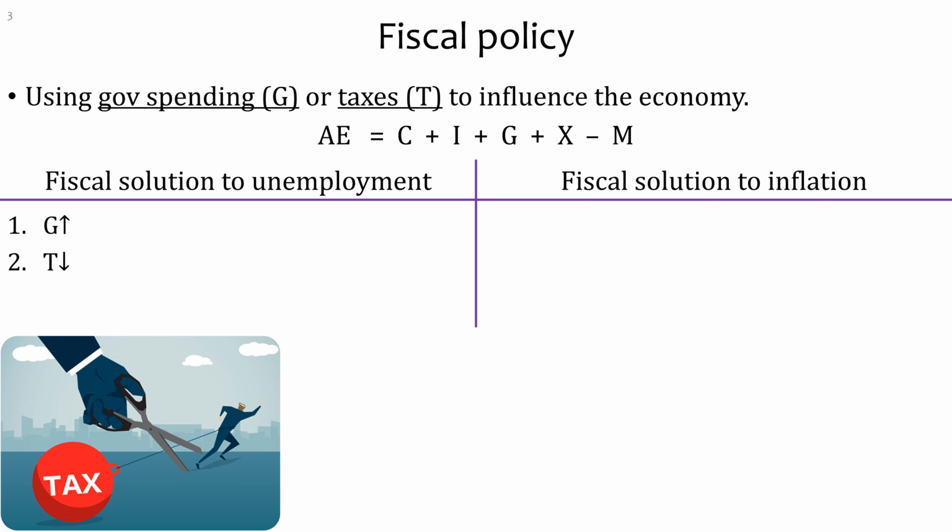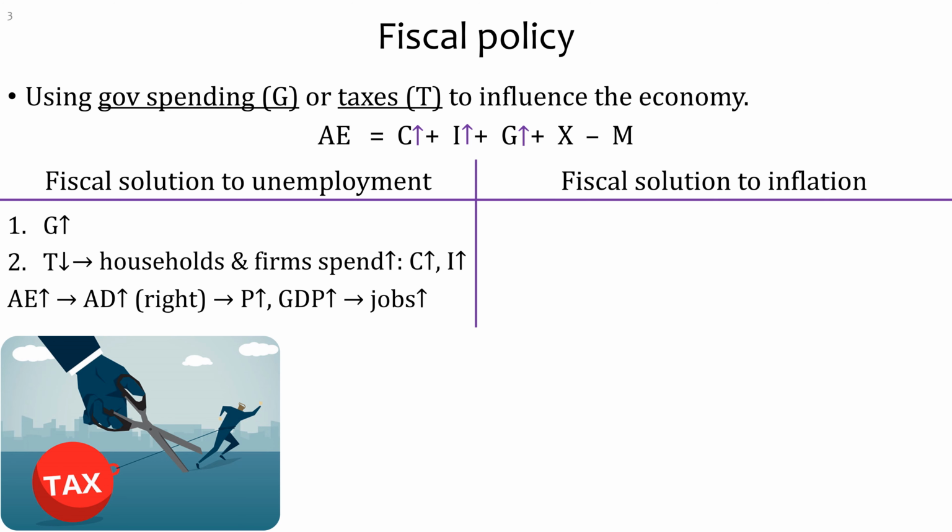So you have to write your aggregate expenditure formula in this case, because we're dealing with that side of the economy. Fiscal policy is always on the spending side. So if G goes up, that's a direct influence on aggregate expenditure. If taxes go down, then you get more spending by households and firms, so the C and I would go up. Either way, aggregate expenditure goes up, aggregate demand goes up, it shifts to the right.